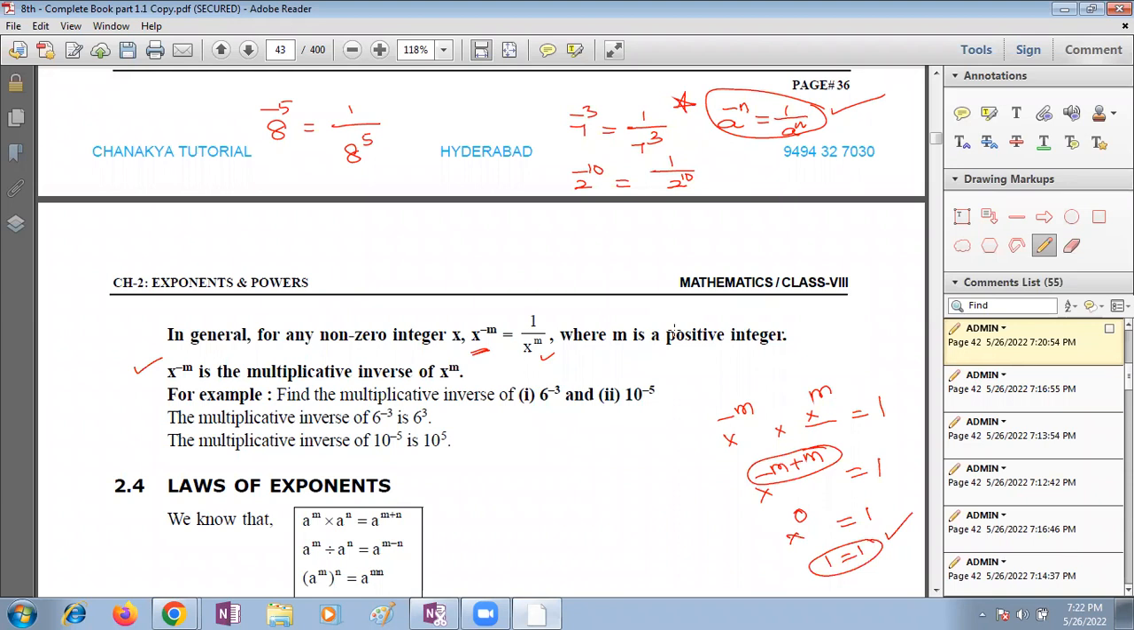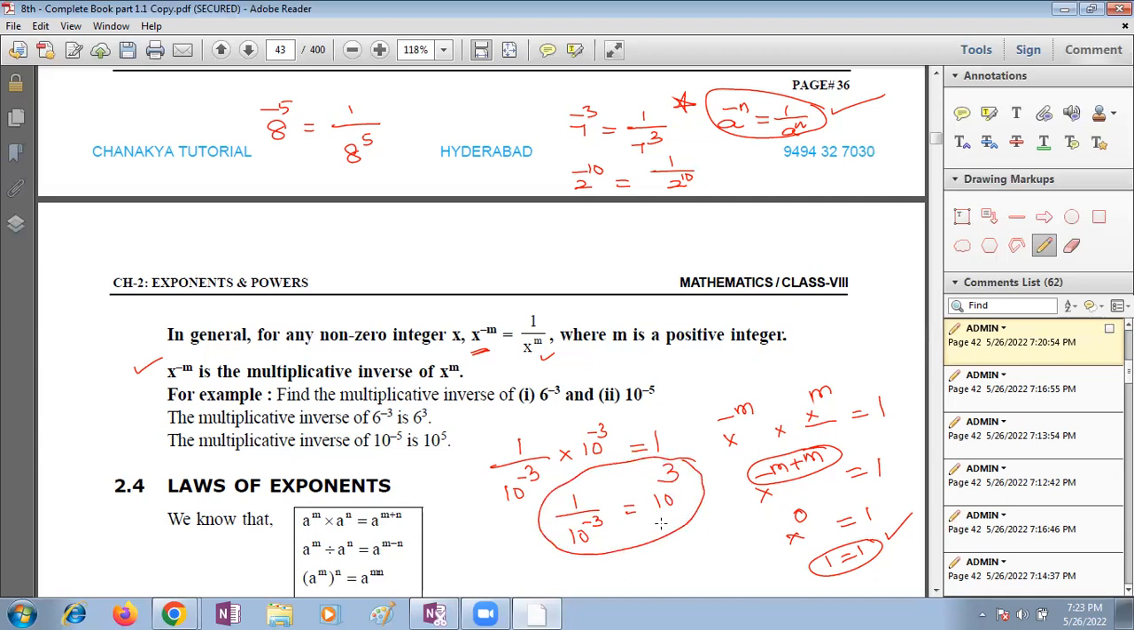The pattern is written to express the multiplicative inverse. Suppose I have a question like 1 by 10 power minus 3. What is the multiplicative inverse of this to make it 1? It is 10 power 3, that is 10 cube. Yes, children, just observe. Suppose I want 10 power minus 3, how am I supposed to write it? 10 cube, power 3. Very good. Very important rule, children.